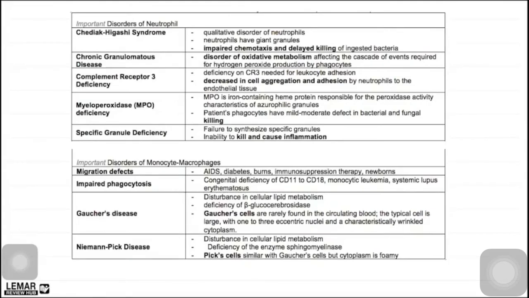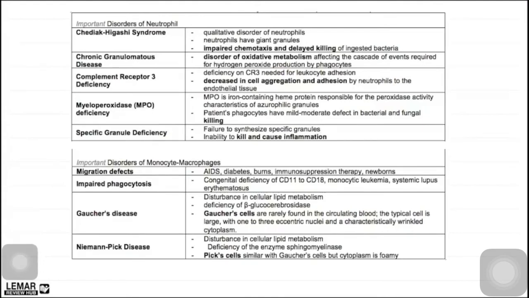Complement receptor 3 deficiency, or CR3 deficiency. This is needed for leukocyte adhesion. So there is a decrease in cell aggregation and adhesion of neutrophils to the endothelial tissue. This is presented in CR3 deficiency.